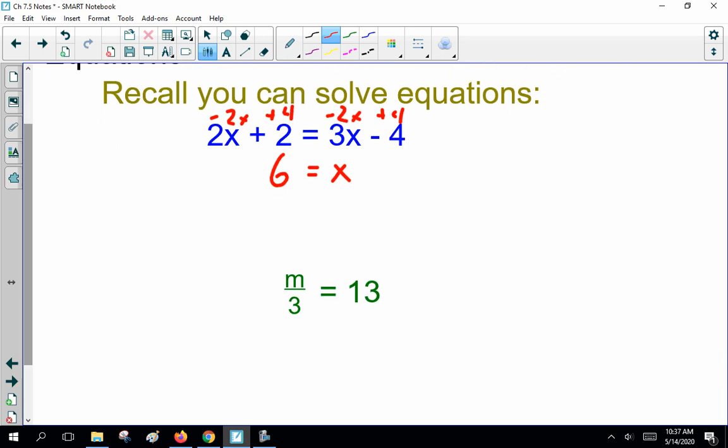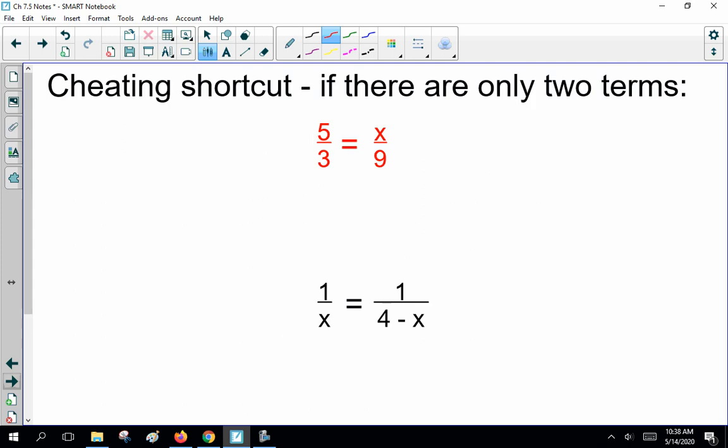Now, for the other one, m divided by 3 equals 13. How do I get rid of divide by 3? Well, multiply both sides by 3. So m equals 13 times 3, which is 39. So there's an equal sign you can solve. Now, here there's two types.